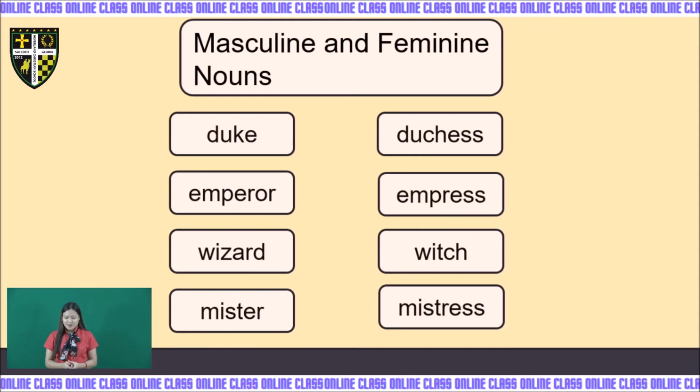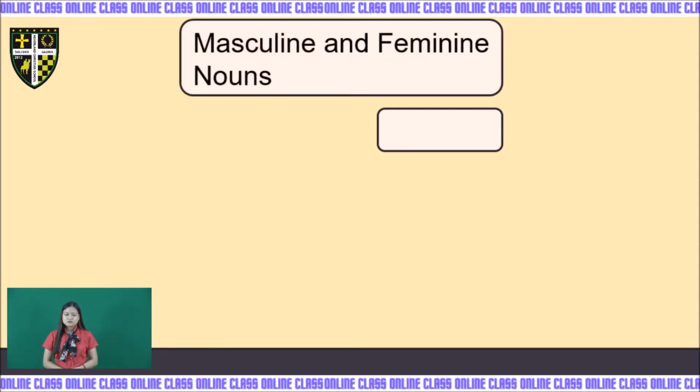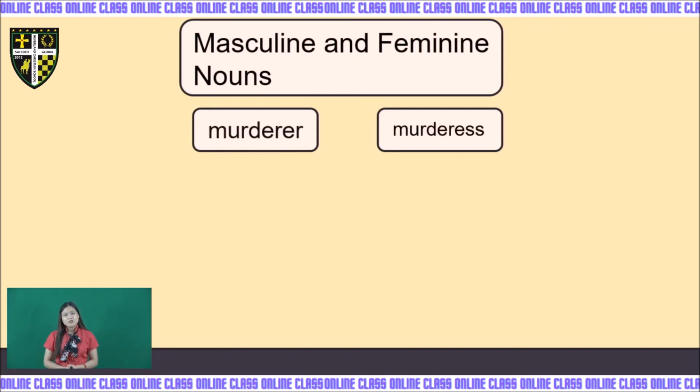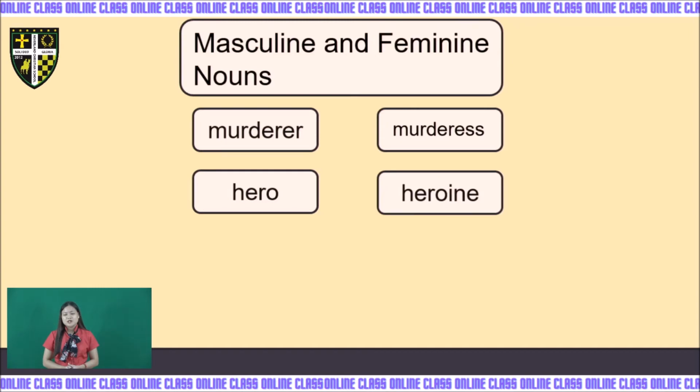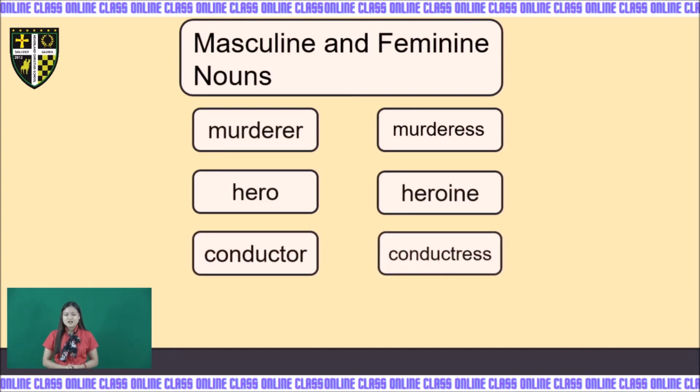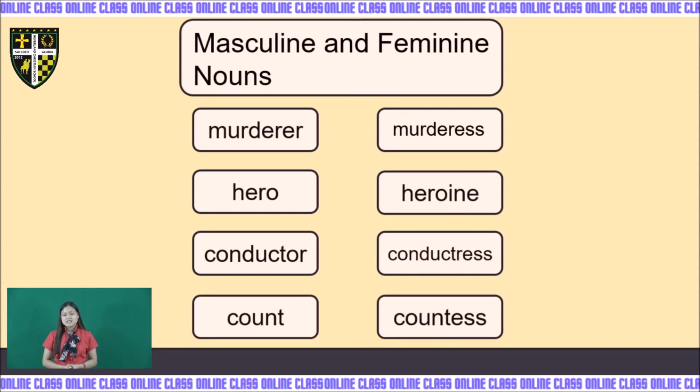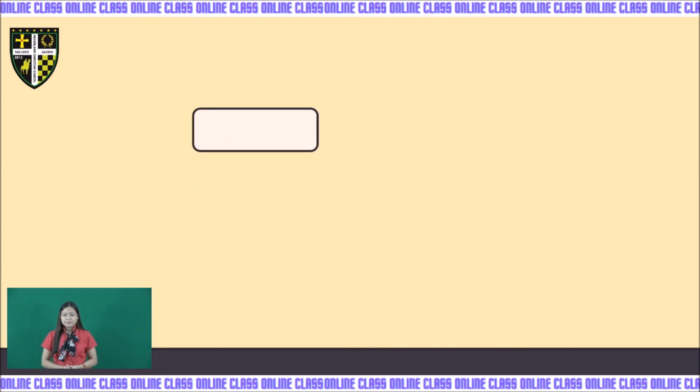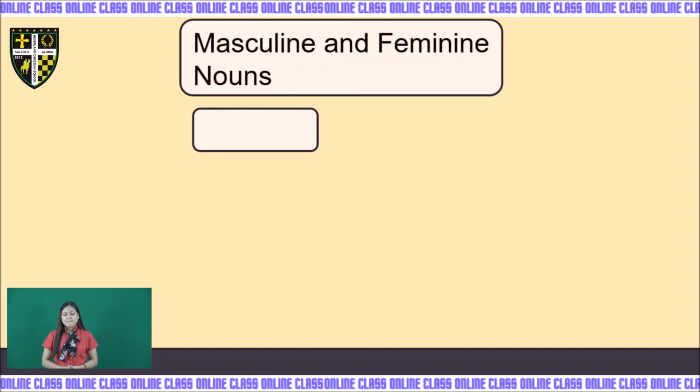So another example. We have the murderer for the masculine, or male. What about the female version? It is the murderess. Hero, heroine. Conductor, conductress. Count, and then countess. Those are masculine and feminine nouns.